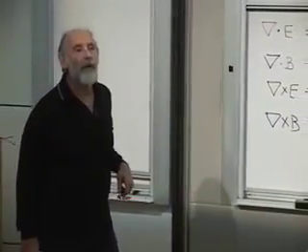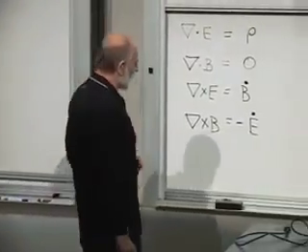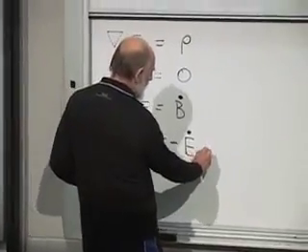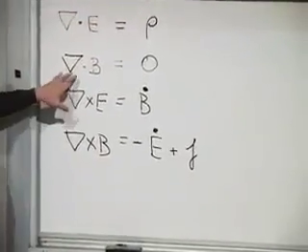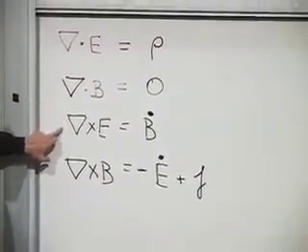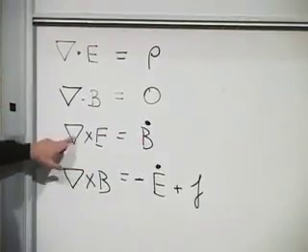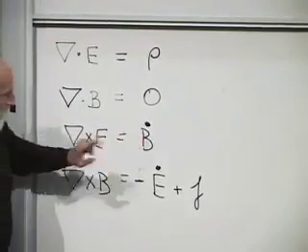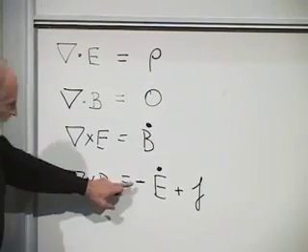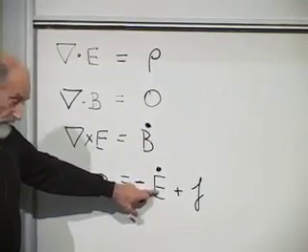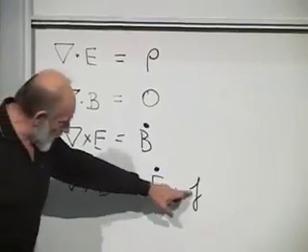The current, not the charge density, but the current. The current density, J. Both sides of this equation are vectors. The curl of the electric field is a vector. The magnetic field is a vector. The curl of the magnetic field is a vector. The electric field and its time derivative are also vectors. And the current is a vector.